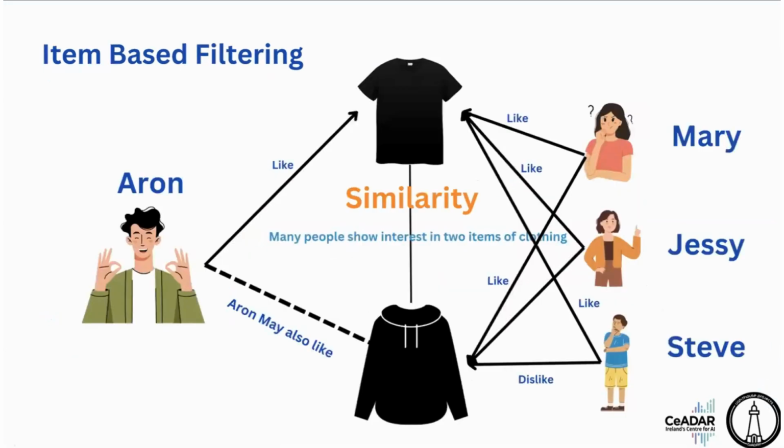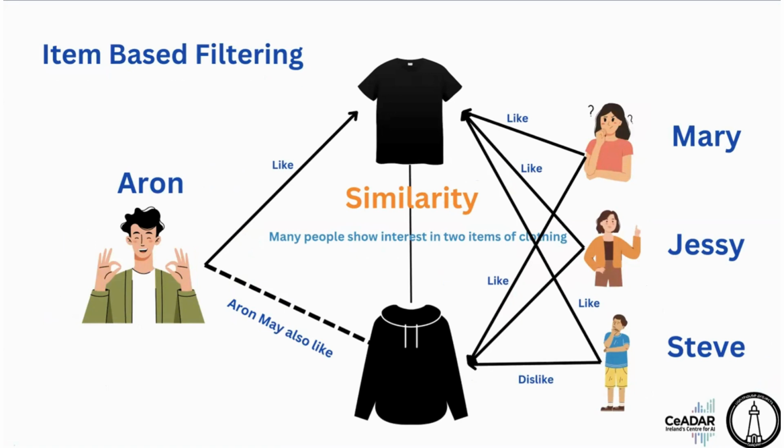So another one is called item-based filtering. Here, instead of focusing on similar users, this approach looks at the similarity between different items. For example, if a user has liked or interacted with a particular item, other similar items may also be recommended.